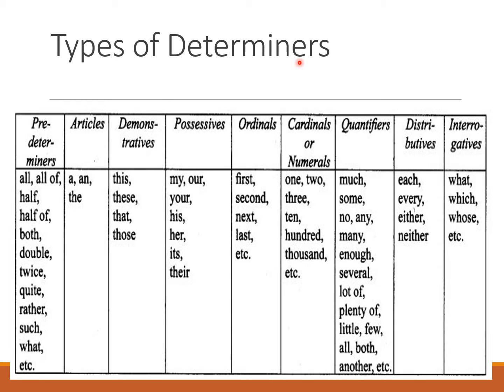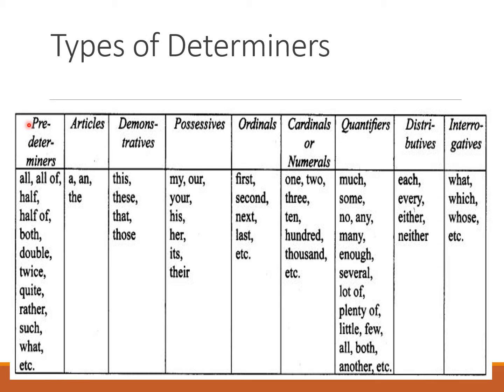Types of determiners. Now we are moving into types of determiners. There are 9 types of determiners: predeterminers, articles, demonstratives, possessives, ordinals, cardinals or numerals, quantifiers, distributives and interrogatives.